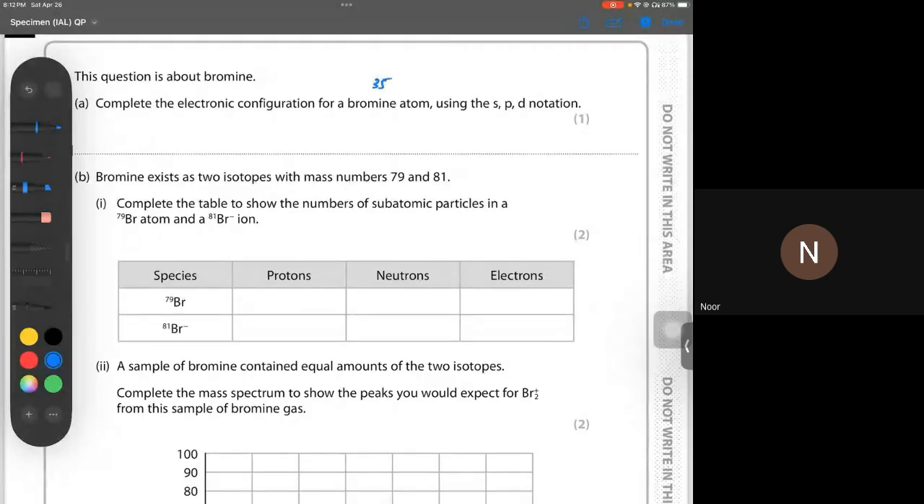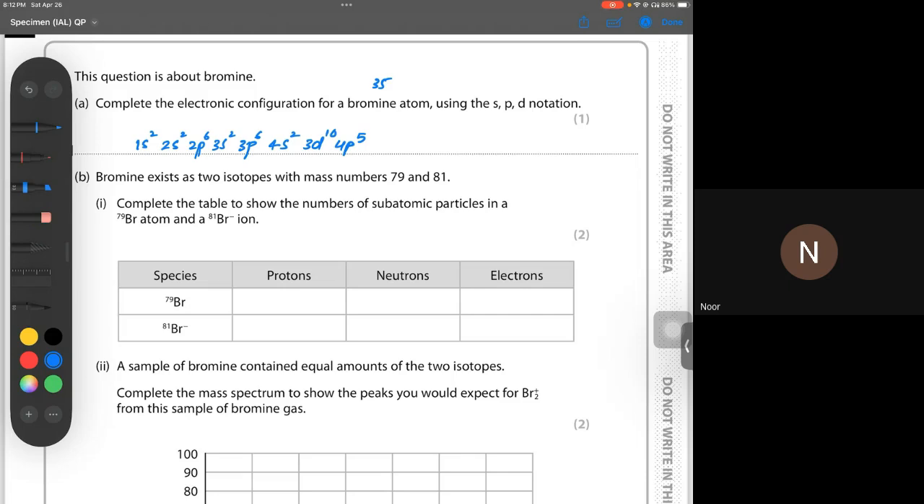35 means that 1s2, 2s2, 2p6, 3s2, 3p6, 4s2, 3d10, 4p5. So 2, 2, 6, 2, 6, 2, 10, 5. So the total is 35. Am I right? 35?